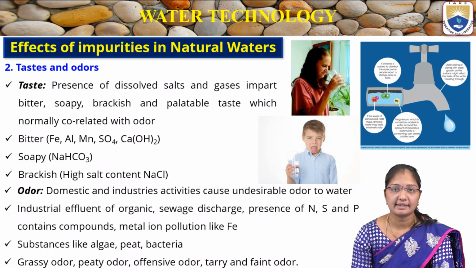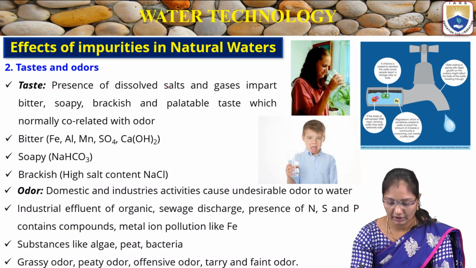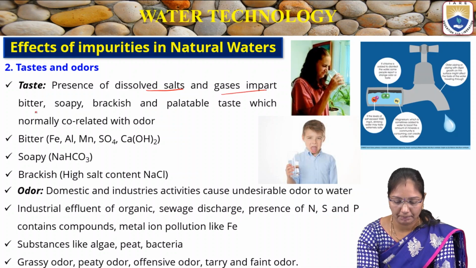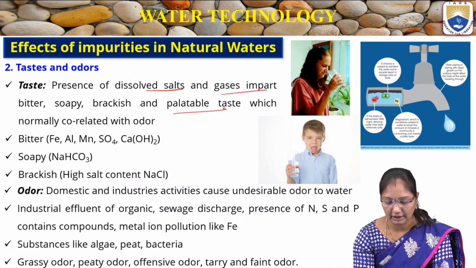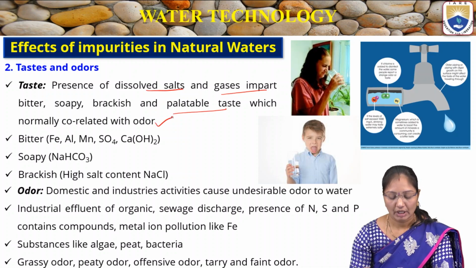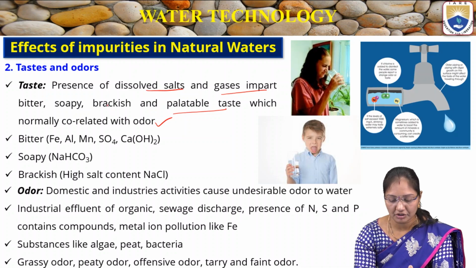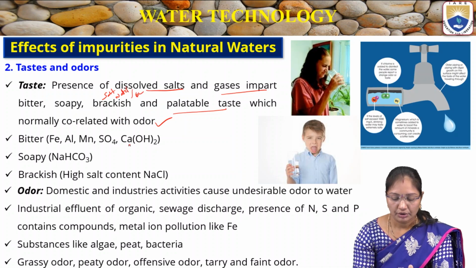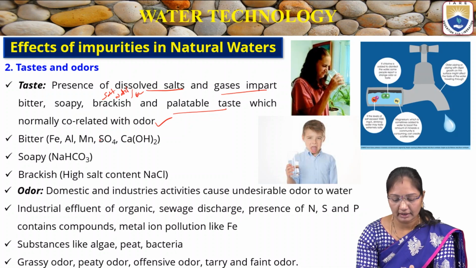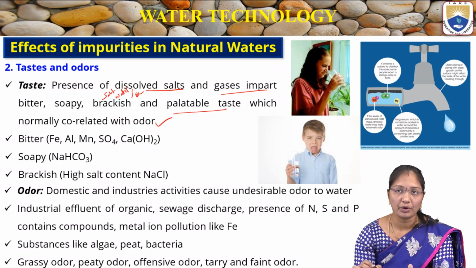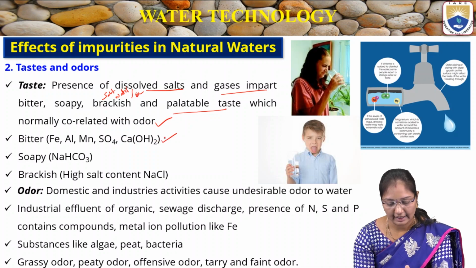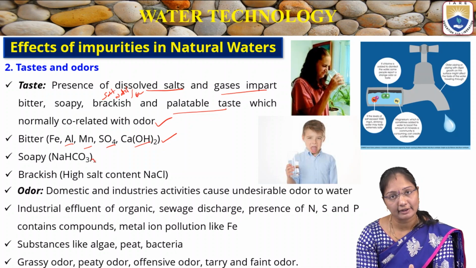So the next thing is taste and odor. The presence of dissolved salts and gases imparts bitter, soapy, brackish and palatable tastes, which are normally correlated with odor. So what happens? These salts present in the water cause different tastes of water. Soapy and brackish, brackish being salt water or seawater. The presence of these salts definitely relates to the odor. Bitter taste is due to iron, aluminium, manganese sulfate and calcium hydroxide salts, and the soapy taste is due to sodium bicarbonate salts.